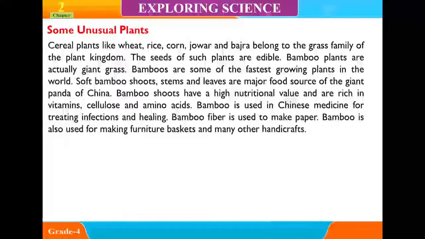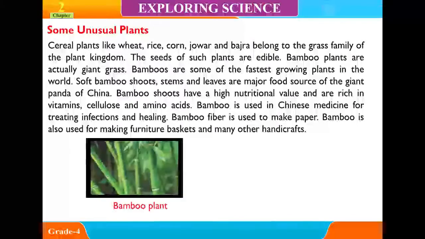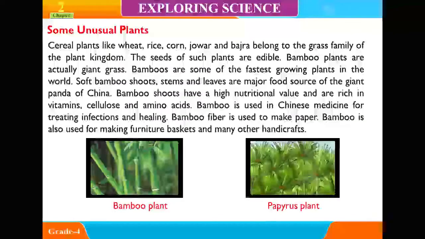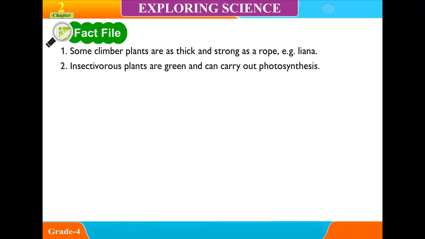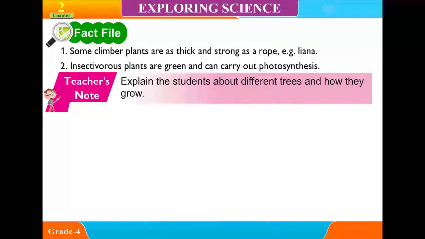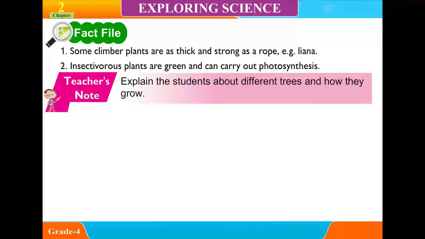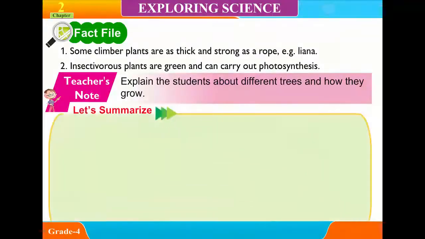Bamboo is used in Chinese medicine for treating infections and healing. Bamboo fiber is used to make paper. Bamboo is also used for making furniture, baskets and many other handicrafts. Bamboo plant. Papyrus plant. Packed file. 1. Some climber plants are as thick and strong as a rope. Example, liana. 2. Insectivorous plants are green and can carry out photosynthesis. Teacher's note. Explain to the students about different trees and how they grow.